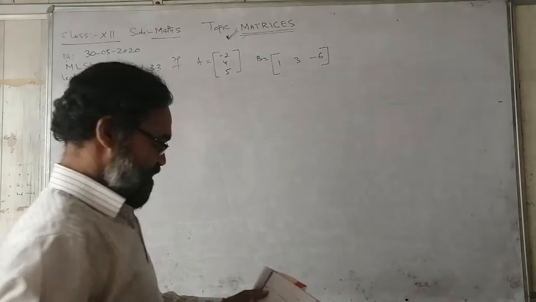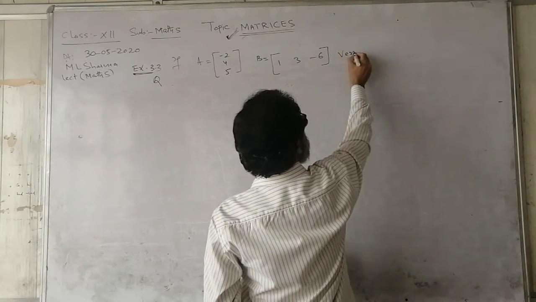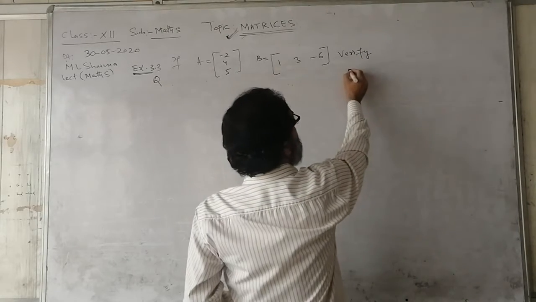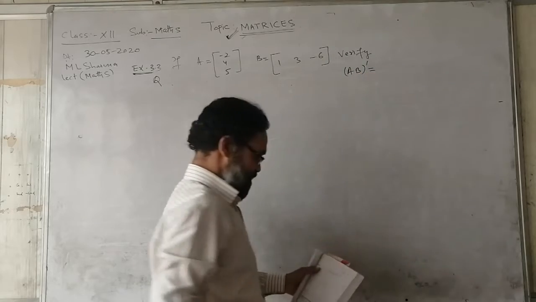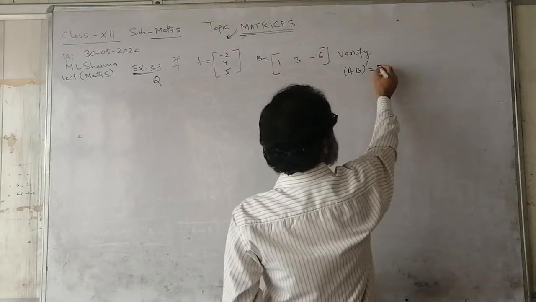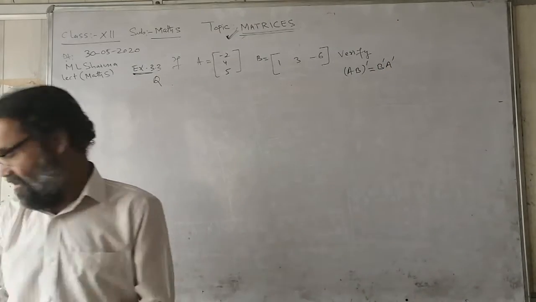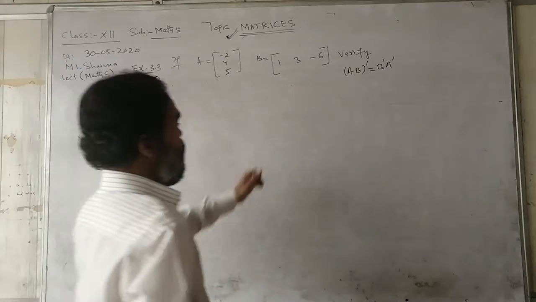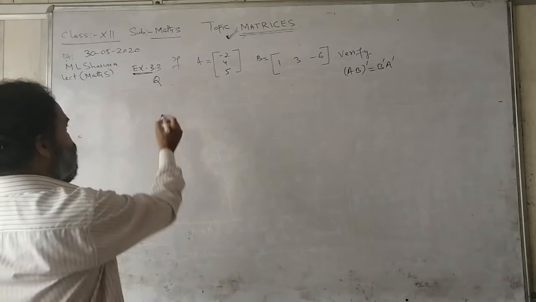So two matrices A and B are given and you have to verify the result: (AB) transpose is equal to B transpose A transpose. So this is the question, and this is to verify the result.